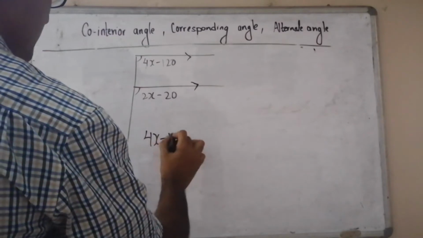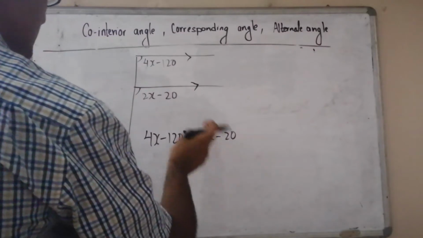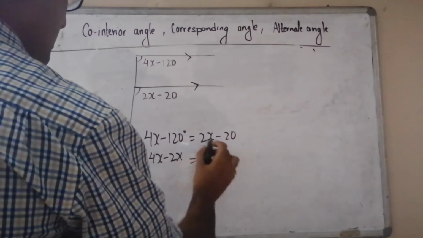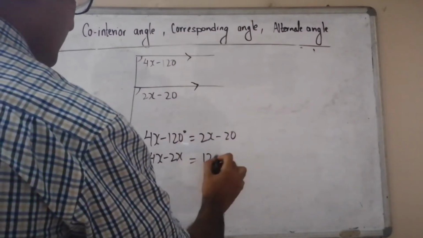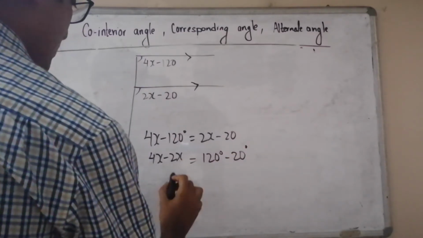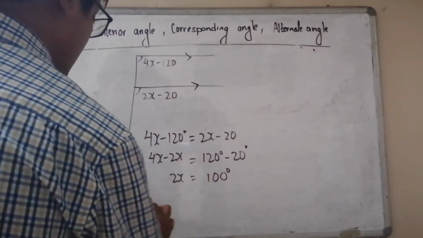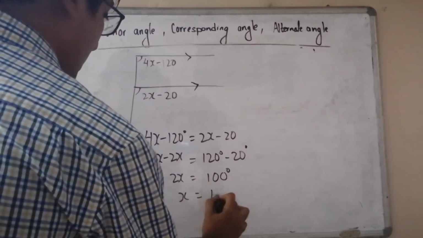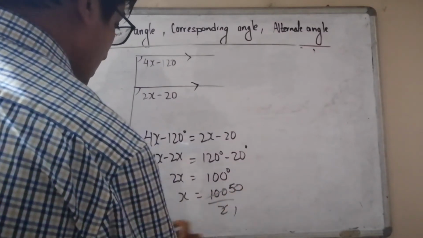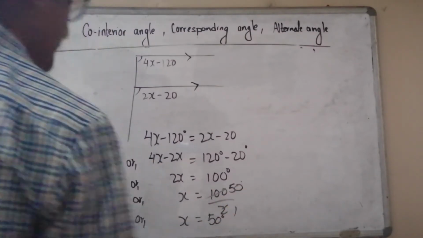So 4x minus 120 degree is equal to 2x minus 20. So if we take this 2x to the other side, then it becomes 4x minus 2x. And if we take 120 to the other side, it becomes 120 minus 20. So 4x minus 2x becomes 2x, and it becomes 100. Or x equal to 100 divided by 2. 2 ones are 2, 5 2s are 10, 0. So the value of x is 50 degree here.